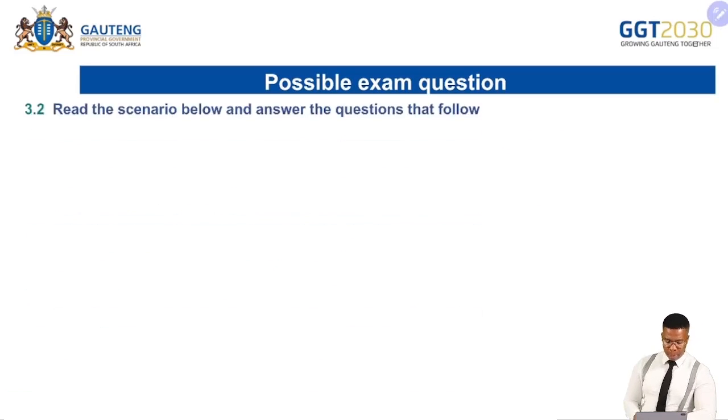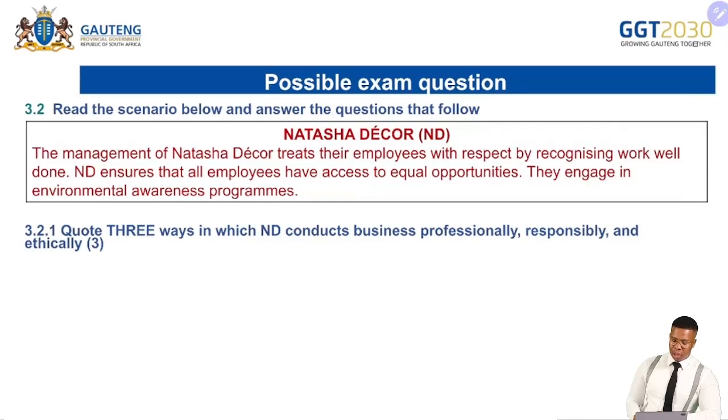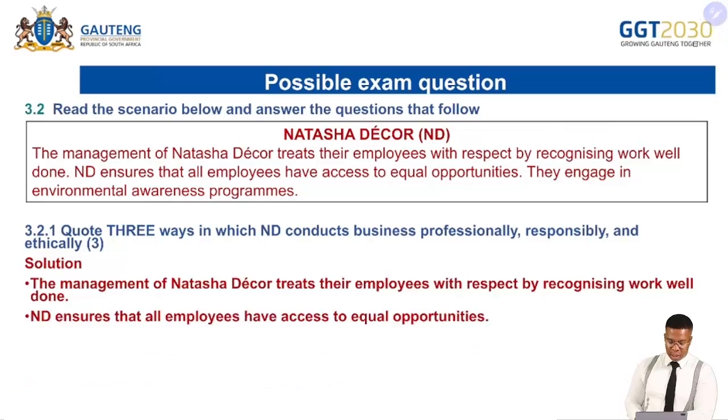Then we have a scenario now. Read the scenario below and answer the questions that follow. We have Natasha Deco. The management of Natasha Deco treats their employees with respect by recognizing work well done, and Natasha Deco ensures that all employees have access to equal opportunities. And then they engage in environmental awareness programs. Now, quote 3 ways in which Natasha Deco conducts their business in a professionally responsible and ethical way for 3 marks. So you just quote there. That is the simple 3 marks there.